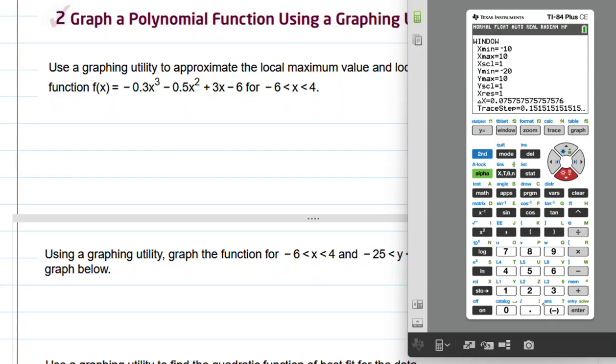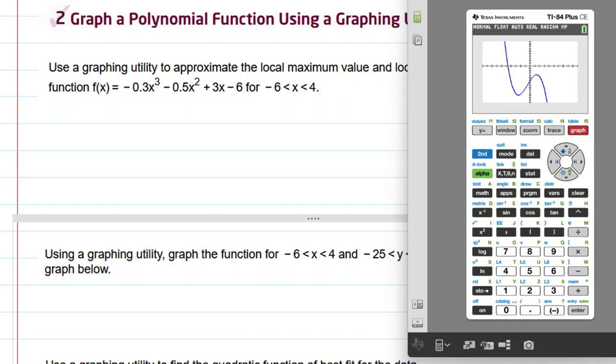Okay, let me tell you something else about a calculator. The closer you are to the function, the more clear the answer will be. Okay, is everybody comfortable with that? All right, here we go.